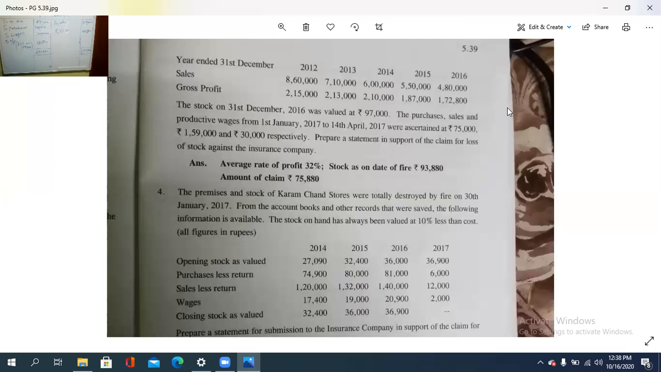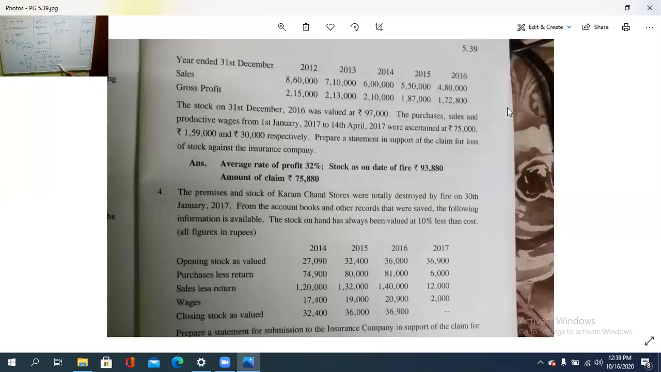93,880. Then what we need to calculate? This is the book value of the stock at the fire. Then book value is equal to 93,880 less salvage value, that is given in the question as 18,000. So the net value is equal to 93,880 minus 18,000. It is 75,880. Check. The answer is the amount of claim to be got from the insurance company, that is 75,880.